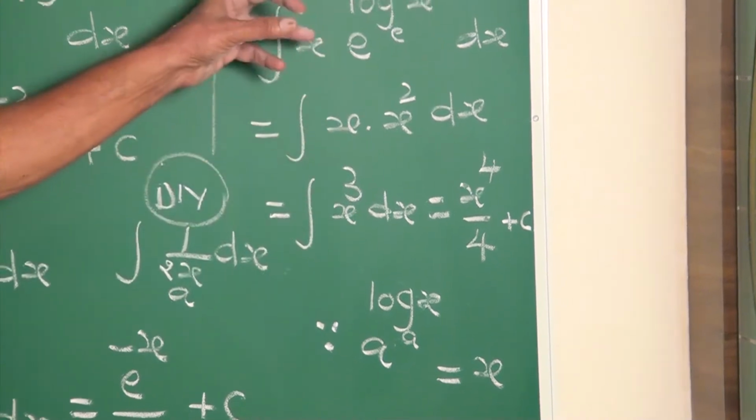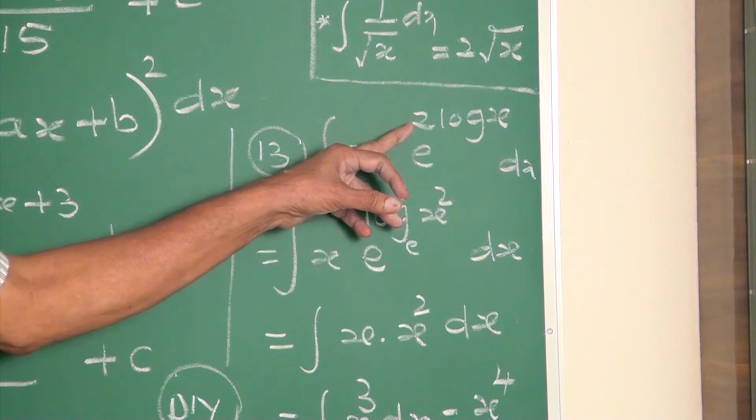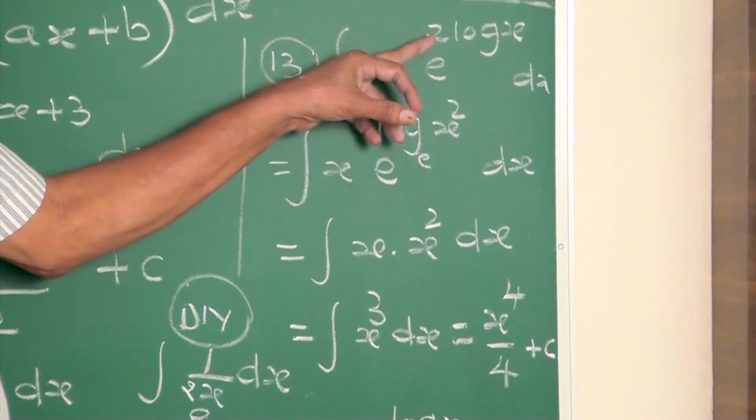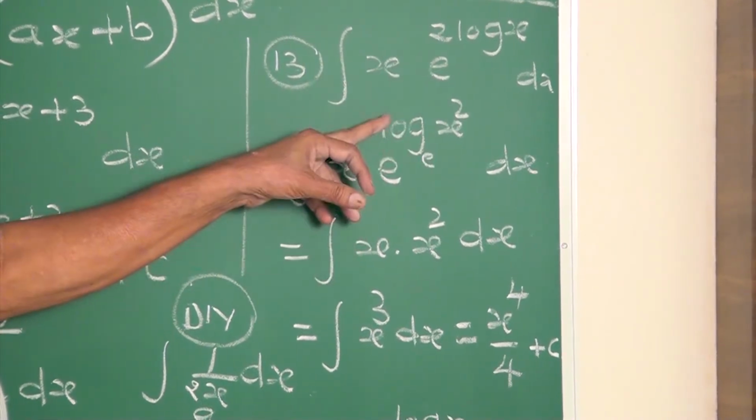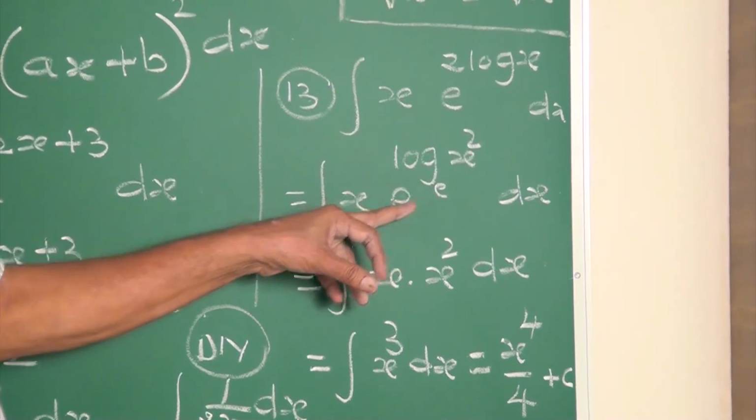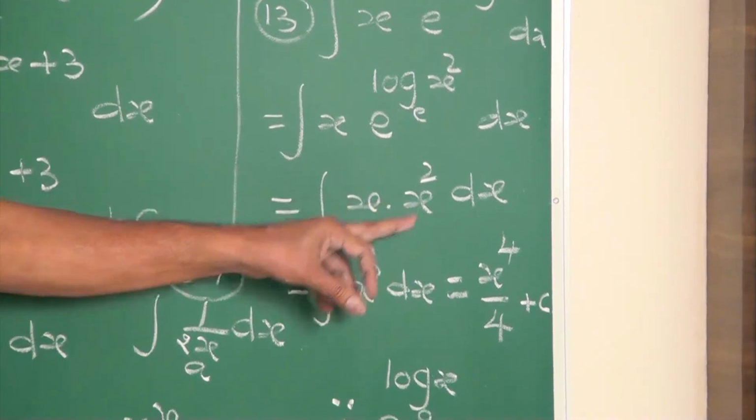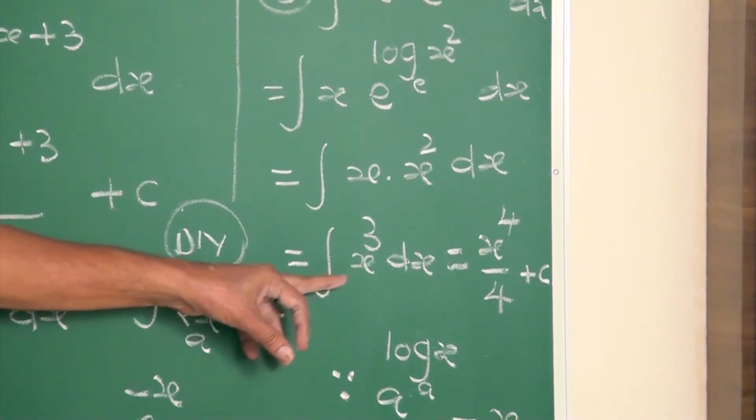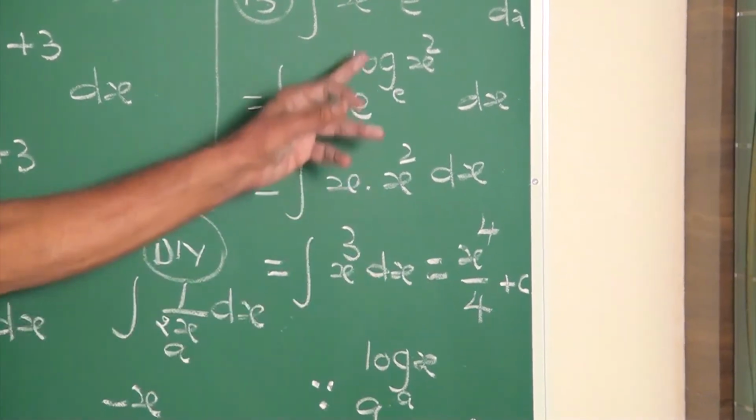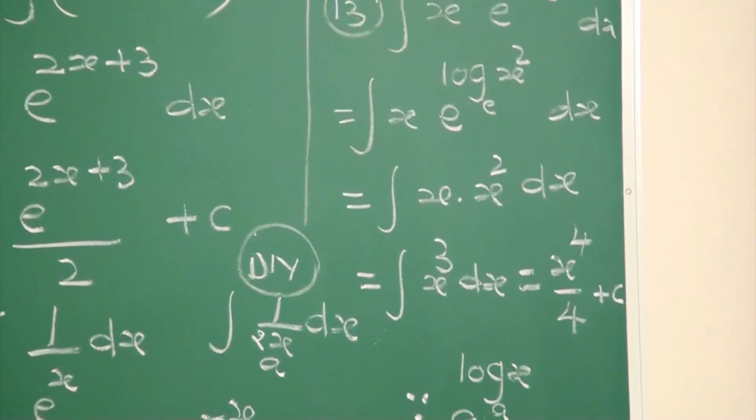Based on this property, 13: evaluate integral of x into e to the power 2 log x. The 2 comes here as the power, the coefficient becomes the power: e to the power log x, when the base is not written, the base is e, gives that number itself. x into x squared is x cube. Integral of x cube: add 1, divide by the same, plus c. This property we used here, my friends.